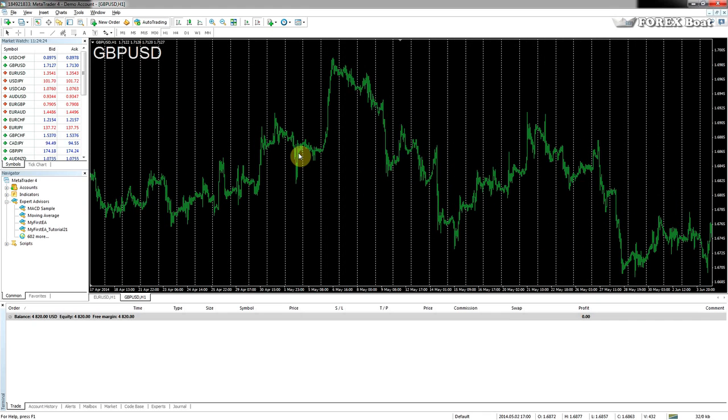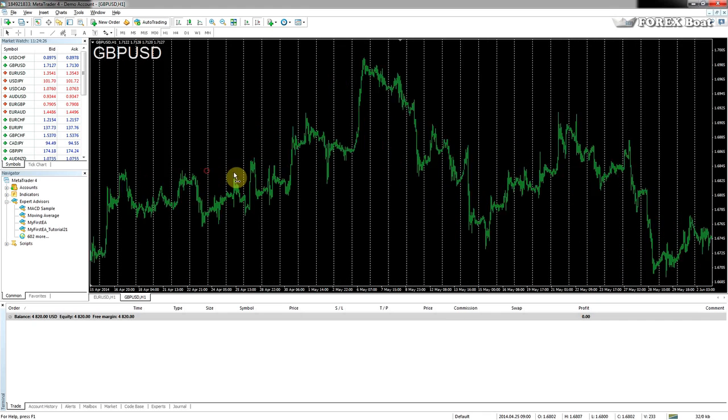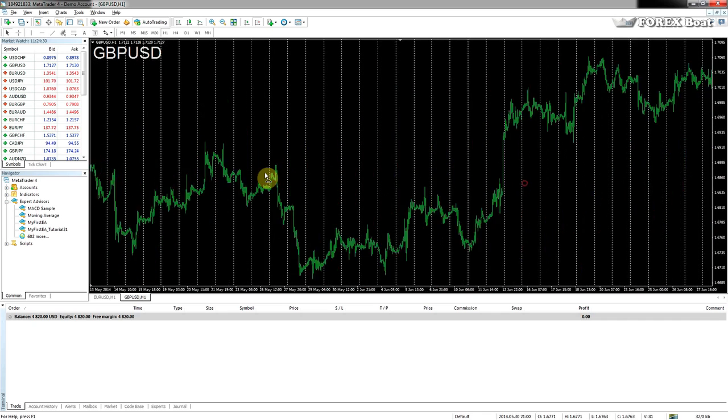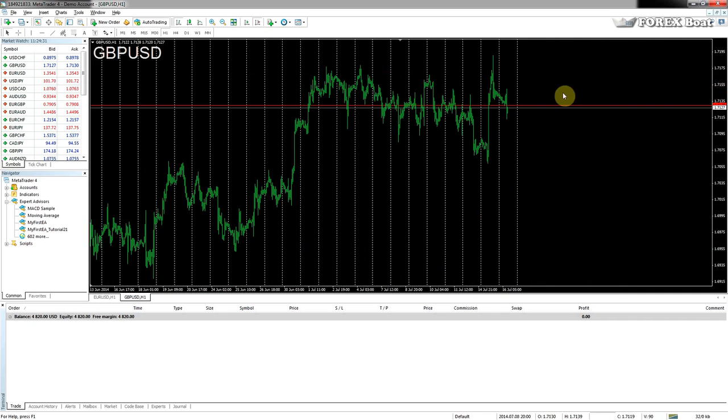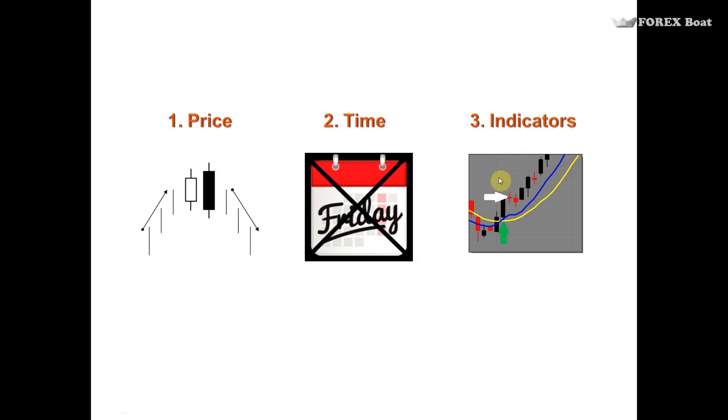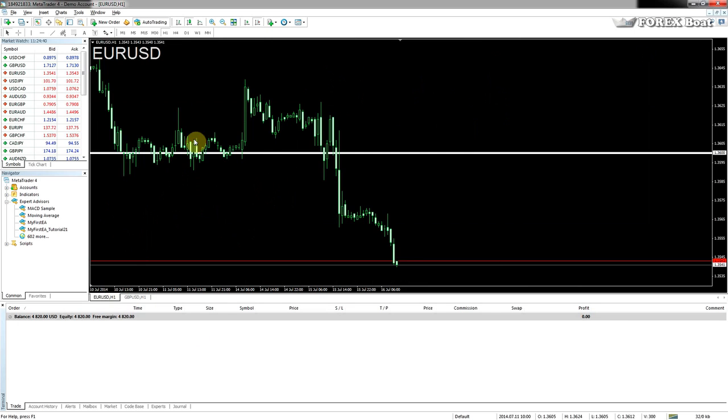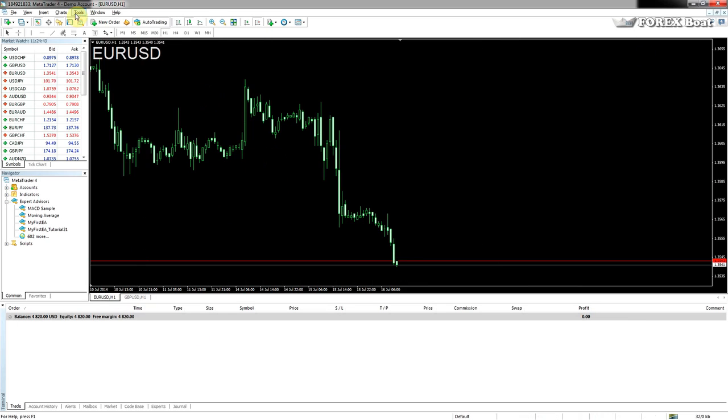So we can tell our algorithmic trading system when it should and shouldn't engage the market. And finally, indicators. Well, this is a very common one. This is where we look at different price indicators and we base our decisions on that.